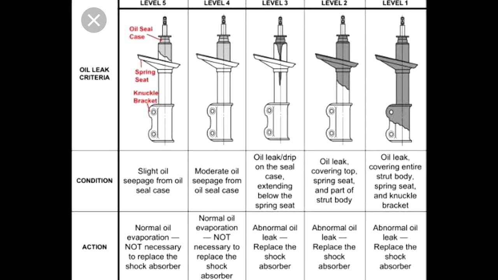Yung level 2, yung oil leak niya is covering the top of the spring seat and part of strut body. So abnormal oil leak, replace the shock absorber. Yung level 1, yung oil leak niya is covering the entire strut body, spring seat and knuckle bracket. Abnormal oil leak, replace the shock absorber.